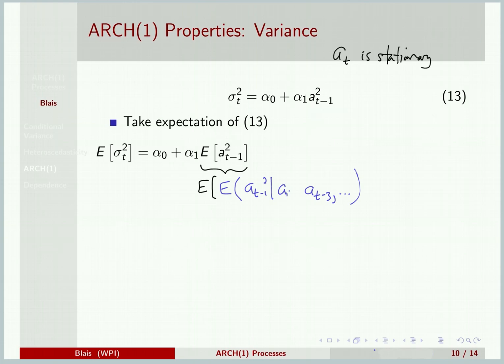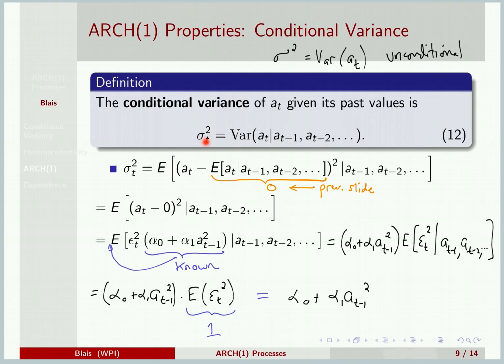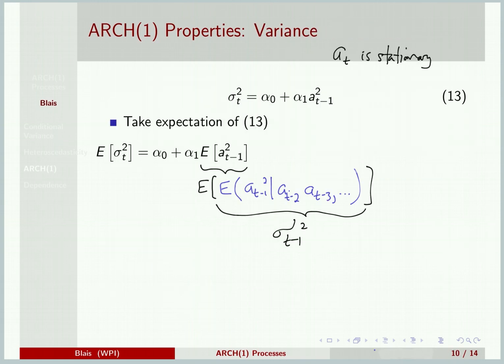And this is our definition of sigma_{t-1} squared, going back here to the definition of the conditional variance. In particular, we should mention this is sigma_{t-1} squared because that conditional expectation of a_{t-1} given a_{t-2}, and so on and so forth, is 0, which makes this the equation for the conditional variance at time t-1.